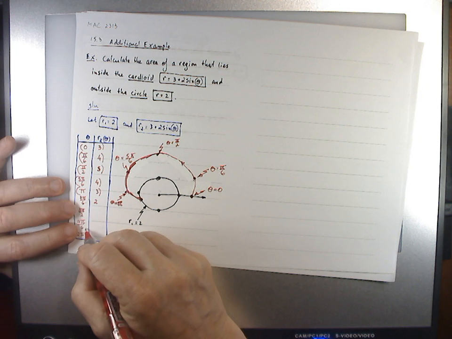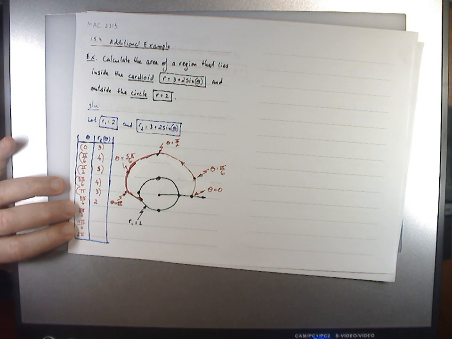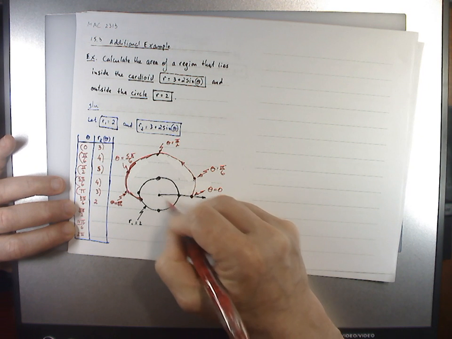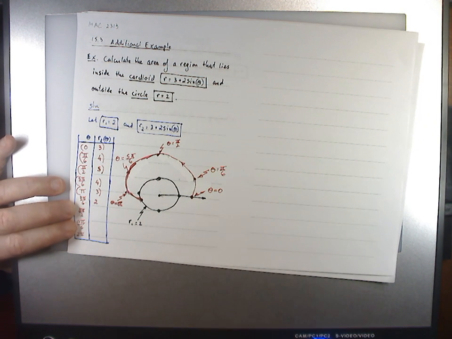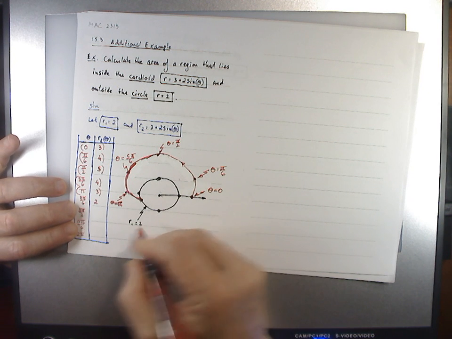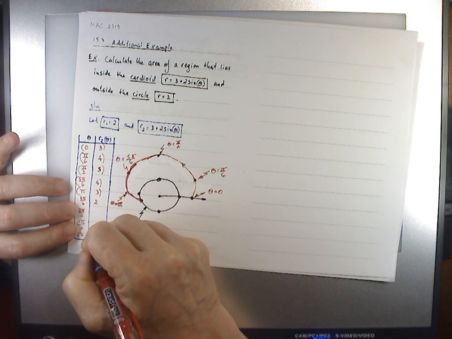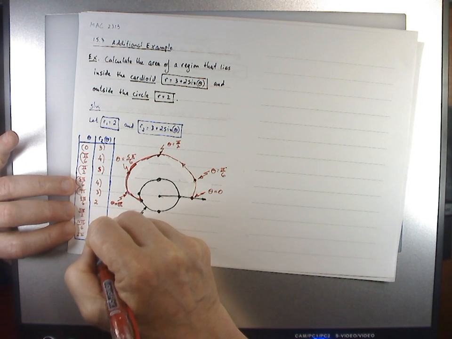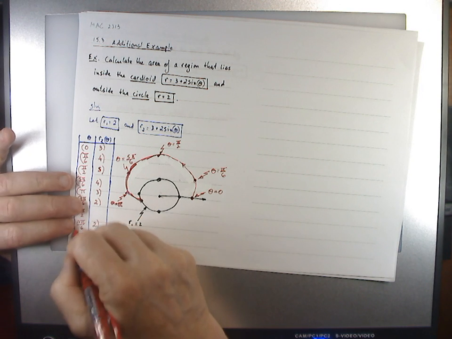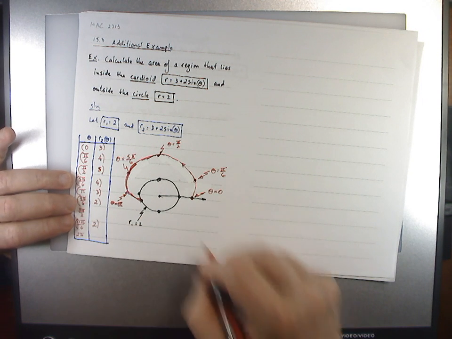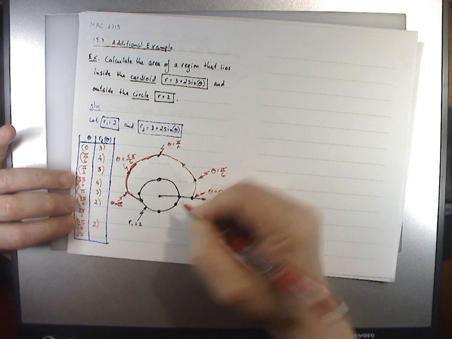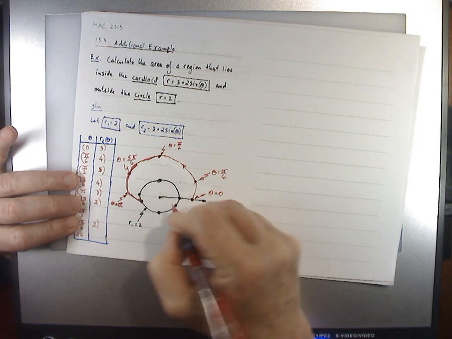Skip the 3 pi over 2, let's go to 11 pi over 6, which is negative 30 or 330 degrees. So it's about right here. Again, sine of negative 30 is negative 1/2, so 3 minus 2 times 1/2, or 3 minus 1. So we are back to 3 minus 1, which is 2. So 7 pi over 6 corresponds to r equals 2, and 11 pi over 6 also corresponds to r equals 2. But again, r equals 2 is on the inner circle.